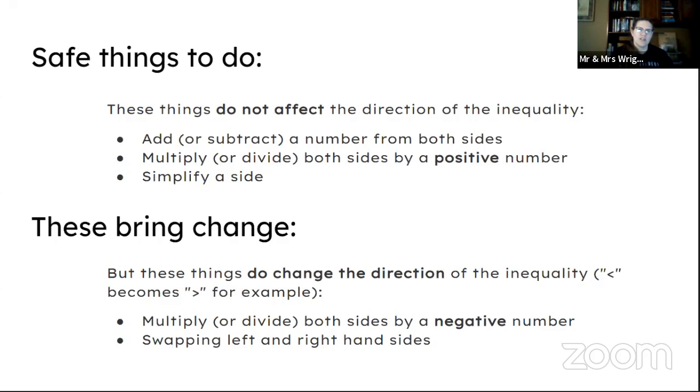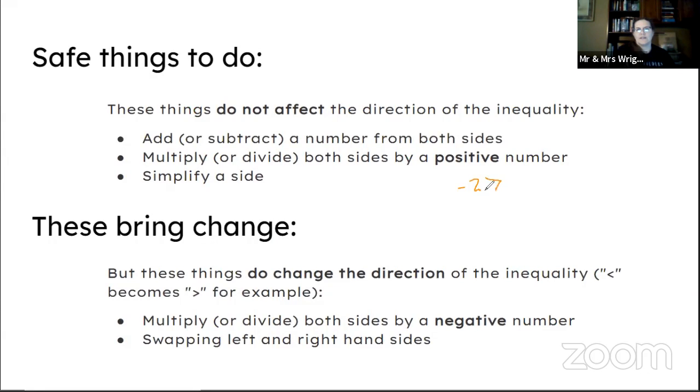But there are some things that bring change. If you know you're about to divide or multiply by a negative, I suggest you go ahead and flip the sign on the line below it. Say you have -2x is greater than 10, and you know you need to divide both sides by -2. Because I just divided by a negative number, the very next thing I do is rewrite my equation with the sign flipped. Then you cancel that out and you have x, and 10 divided by -2 is -5. So that's what we mean by flipping the sign.